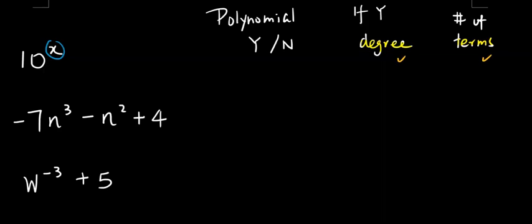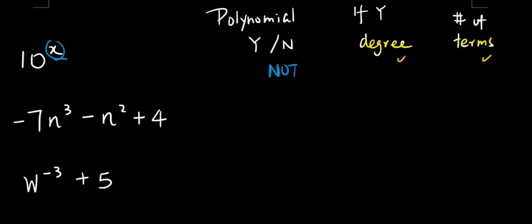Pause this video, think about it. Is it a polynomial or not? Why? Did you say it's not a polynomial? Very good, you're correct, but why? Did you say it's because the exponent is variable? Wonderful job. Then we don't have to answer the next two questions.